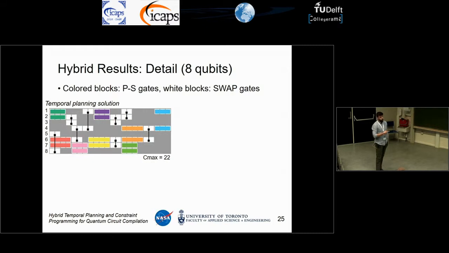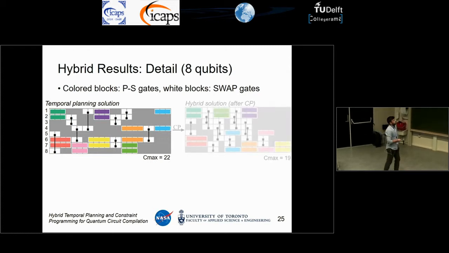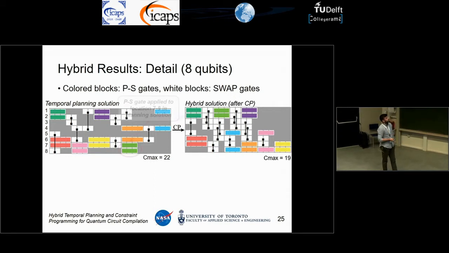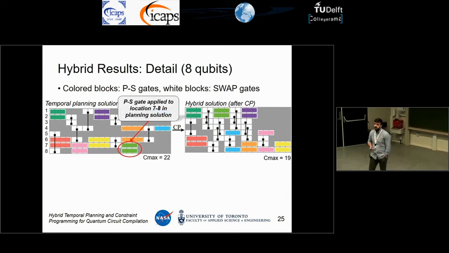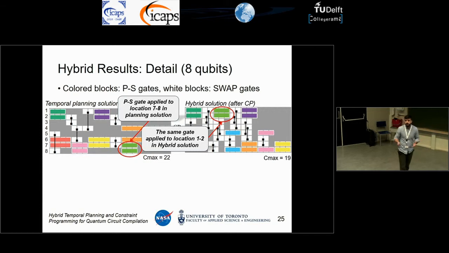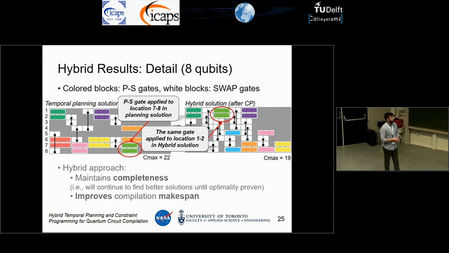Now we can look at a detailed solution. This is what temporal planning gave us. It has a makespan of 22 clock cycles, as they call them. We want to feed that into CP and improve it. So we do that. The makespan after is now 19. You can see that it's not just rescheduling swap gates, because if we look at this PS gate action that's happening on locations 7 and 8, in the CP solution it's actually happening on locations 1 and 2. Once again, I want to stress this is a complete technique that, given enough time, will find the optimal solution, and it's really nice because we are seeing some improvement in the compilation makespan.